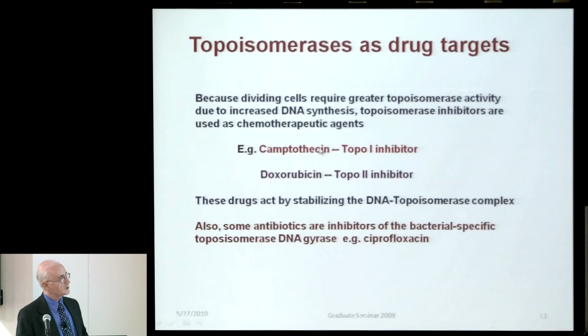And that's the reason if we stop topoisomerase, it means DNA synthesis will be stopped and the cancer cell will die. There are two types of inhibitors of topoisomerase. I didn't want to put the structures. Both of them are natural products.